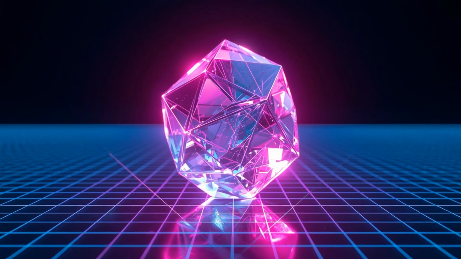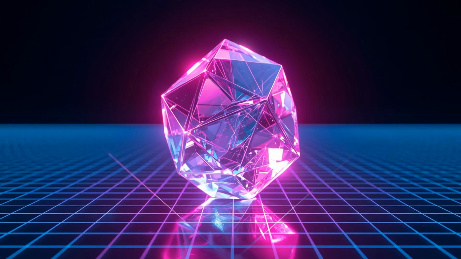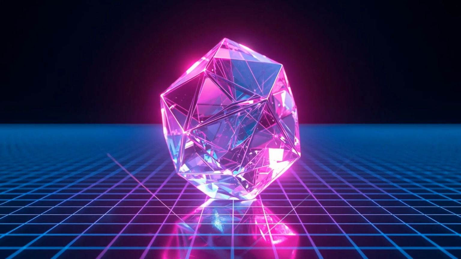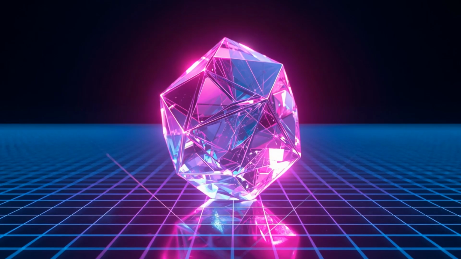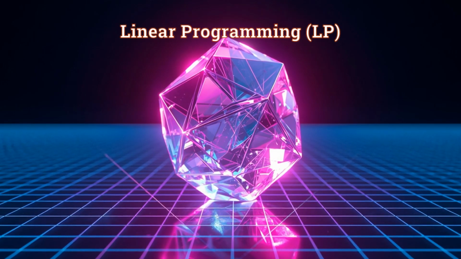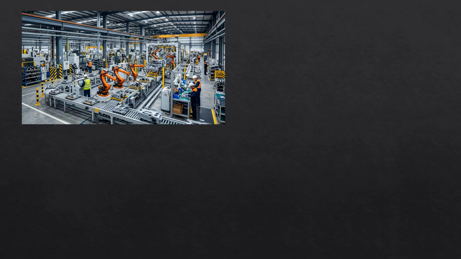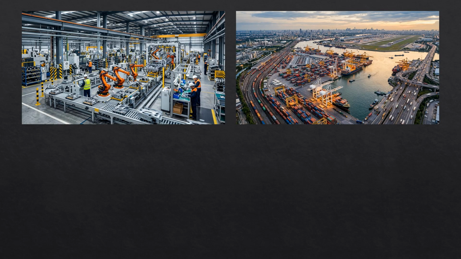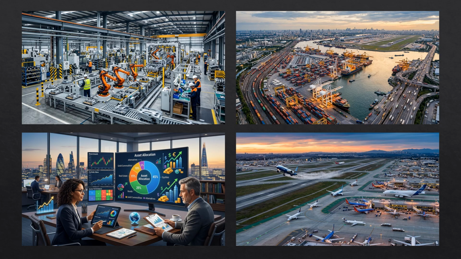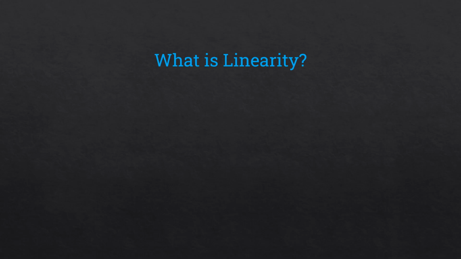Having covered the foundational concepts of optimization, we are now diving into one of the most powerful, widely used, and elegant branches of mathematical optimization, linear programming, or LP. Whether it's optimizing factory production, routing supply chains, allocating financial portfolios, or even scheduling airline flights, linear programming is the workhorse of modern decision-making. So, what exactly makes an optimization problem linear?